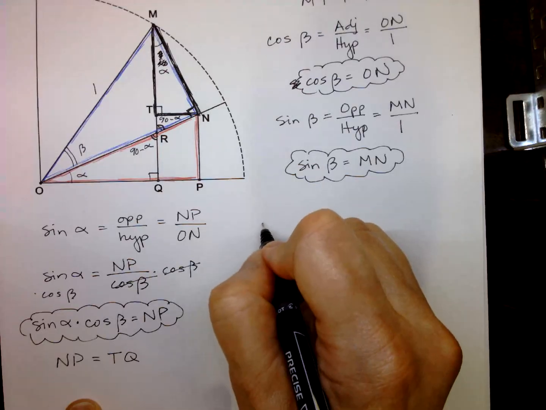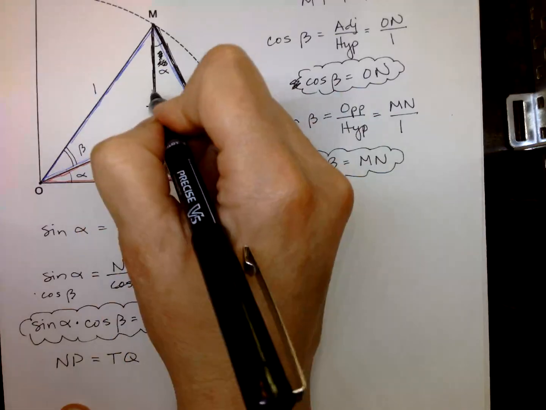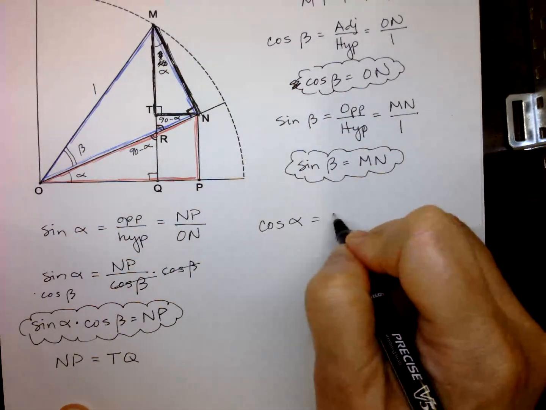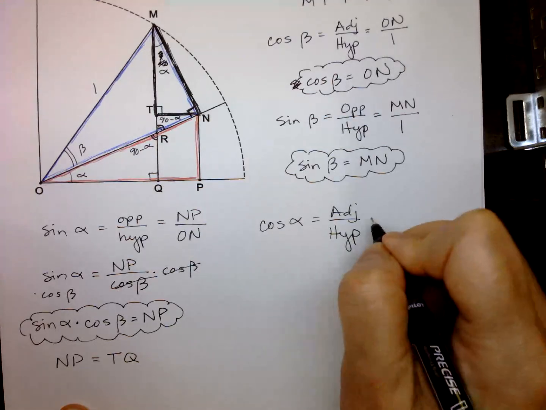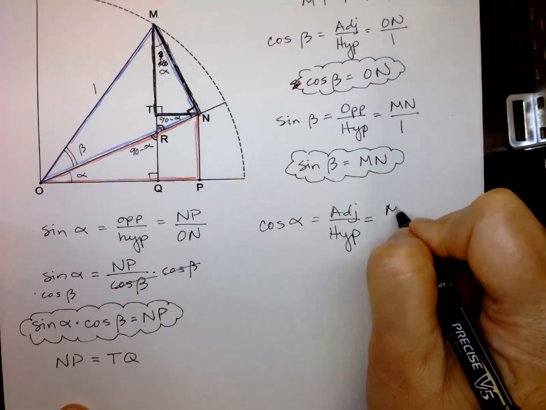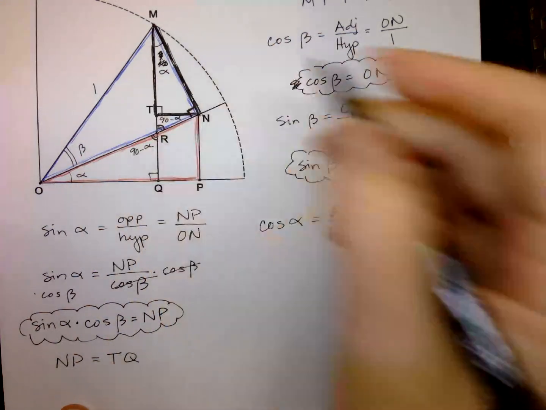Okay, we're going back to the cosine of alpha. We're using cosine because that uses the adjacent side. So adjacent over hypotenuse. And adjacent is MT. Hypotenuse is MN.